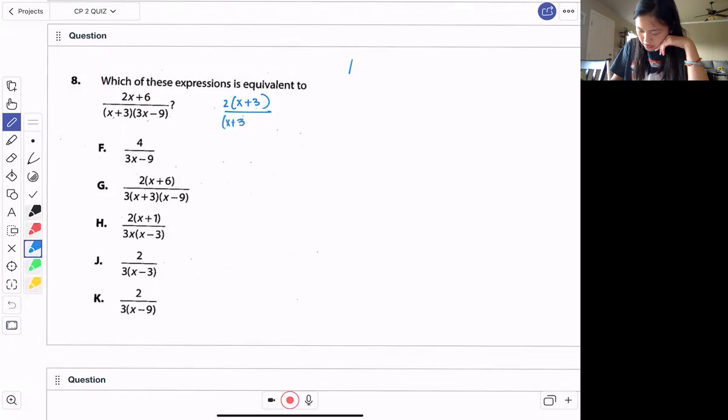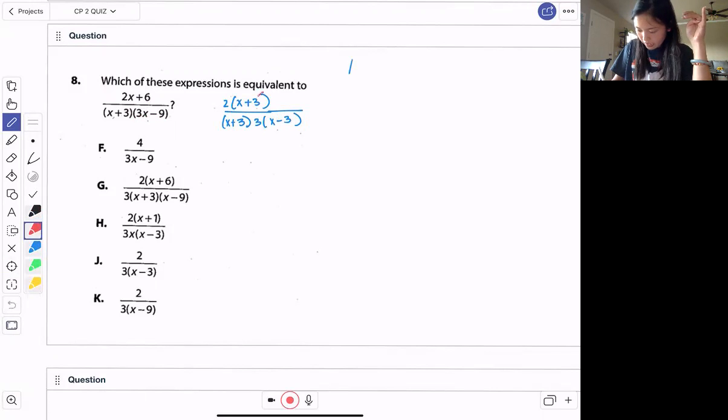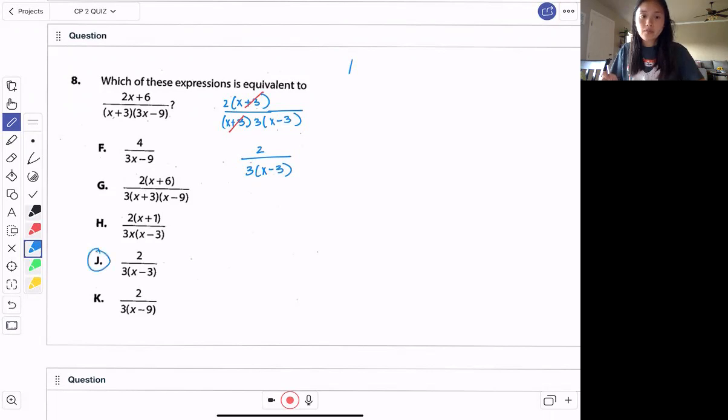I'm going to do that also for the bottom. So the bottom has a 3, an x plus 3, so I can't factor that out, but I can factor a 3 out of a 3 and a 9. So 3 times x minus 3. So I factored out a 3 from both of these. And so when I see this, I notice that I can cancel out the x plus 3s because there's one on top and one on bottom. And so that really leaves me with a 2 on top and a 3x minus 3 on bottom. And so the only thing that looks like that is J. All right, so that is number 8.